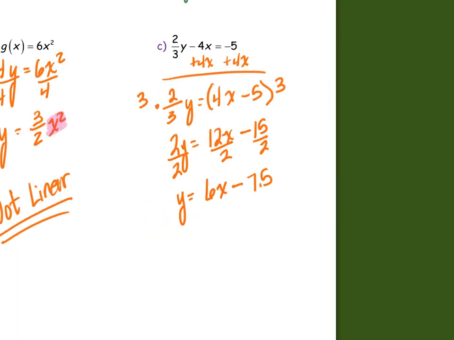Okay, so I know this one was a little harder because we had a fraction. It was 2/3. So I'm going to kind of step you through it. So how do we get rid of a fraction? Remember, we multiply everything by the denominator, right? So what I did is I took 3 and I multiplied everything by 3, right? So that gets rid of the 3 here, and then I distribute here, and I get 12x minus 15. Okay, everyone okay so far? So I get 2y equals 12x minus 15.